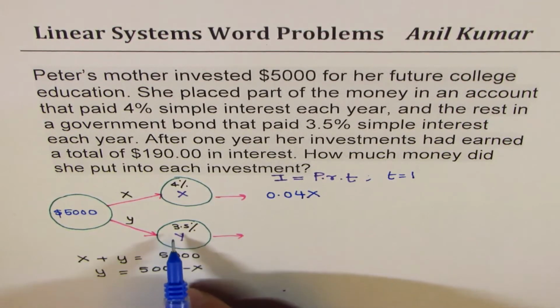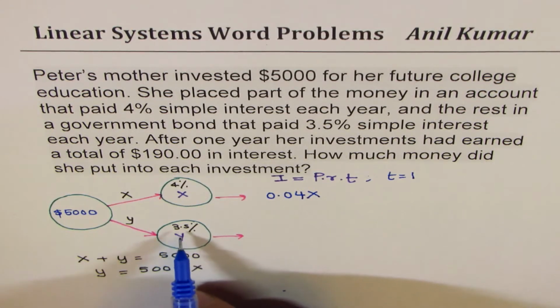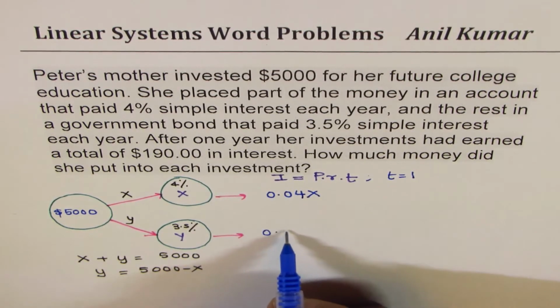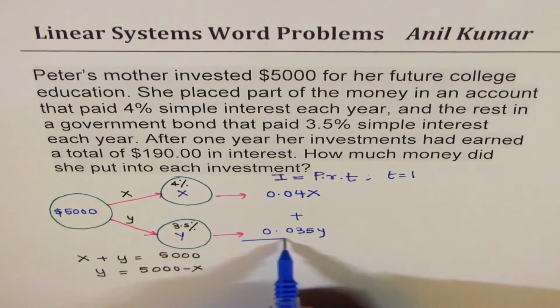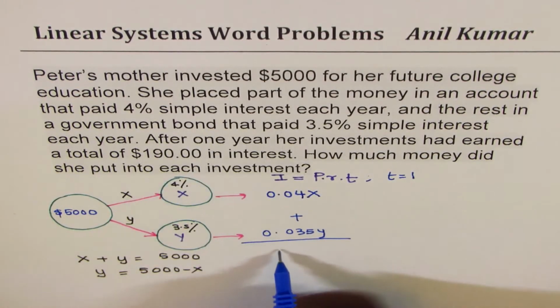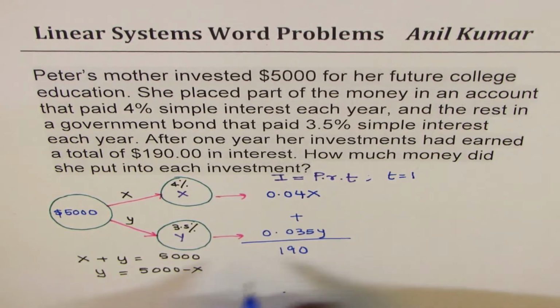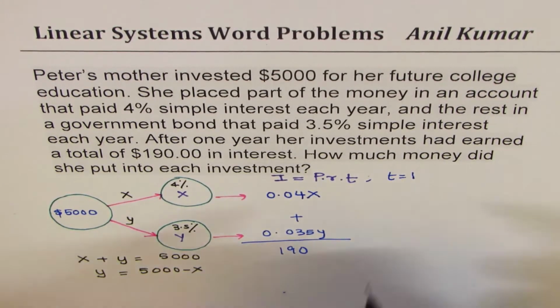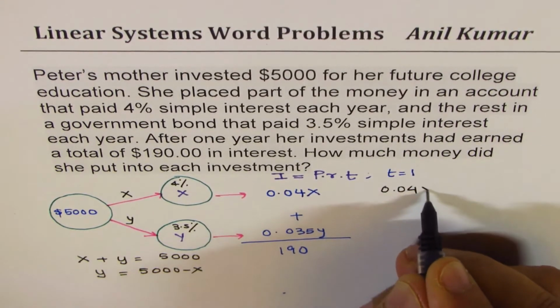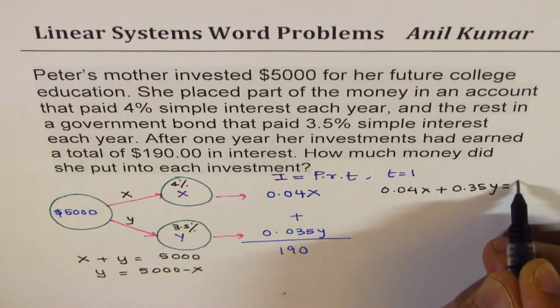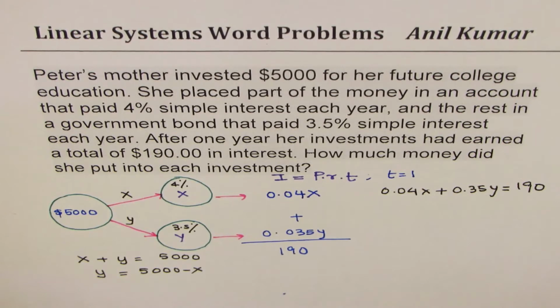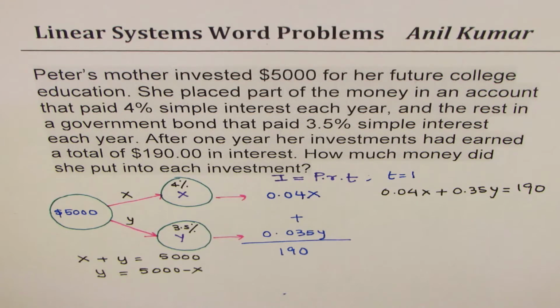In this case, when I say 3.5%, that means 3.5 divided by 100 or 0.035 of Y. And when you add them up, what do you get? You get $190. So that gives you the second equation. So second equation is 0.04x plus 0.35y equals 190. So we get two equations. Now with these two equations, we can always find what x and y is. Okay? So that's the whole idea.